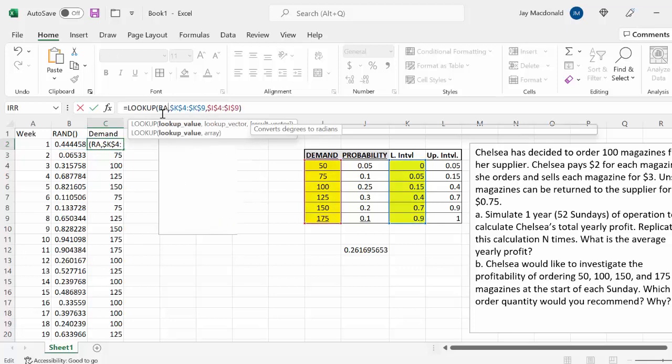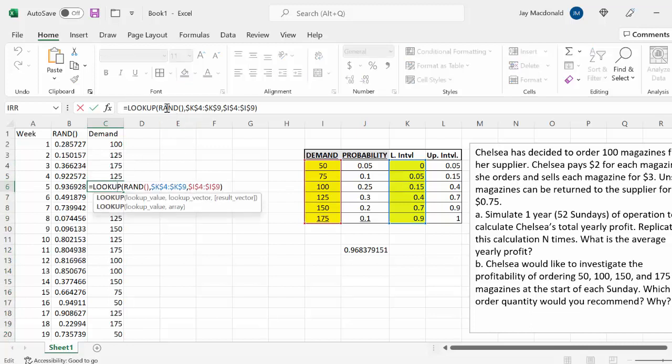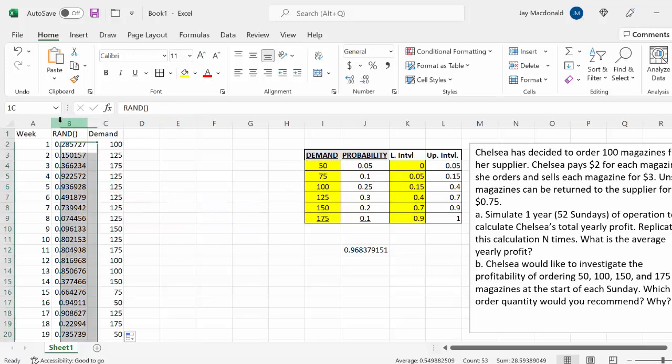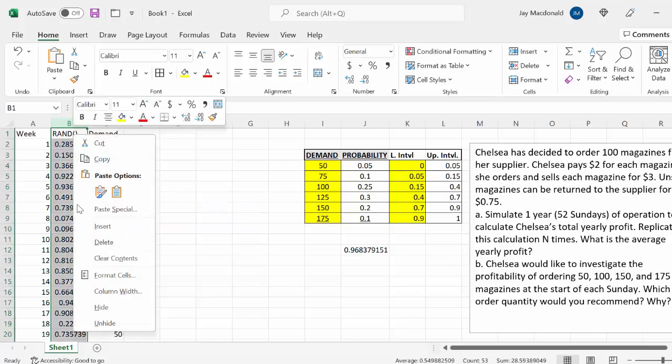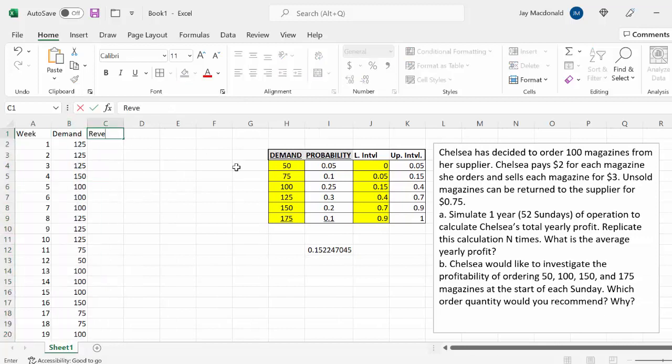All right, so I could just type in RAND, open close bracket, so it's going to be looking up this random value itself. Then I'll double click, and it reloads, and you can see the random number there. So I don't need this anymore, so I can delete it and it'll move over. Okay, so we've got demand, then revenue, and then cost.